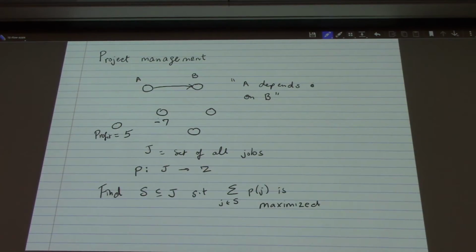Yeah? I would guess that it's a flow problem because we're trying to maximize something. Good. It's a flow problem because you're trying to maximize something. Anyone else have a different thought?